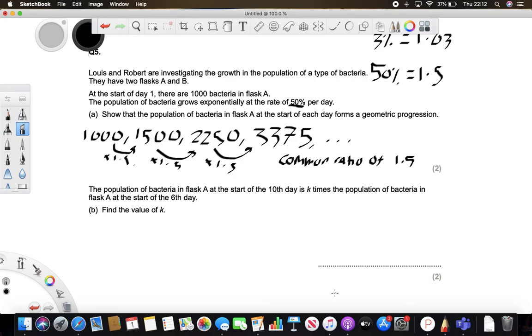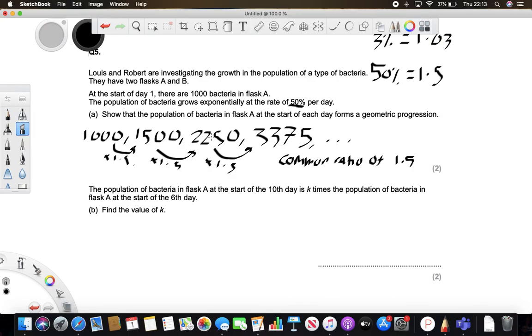Part B of the question says the population of bacteria in flask A at the start of the 10th day is K times the population of bacteria in flask A at the start of the 6th day. Find the value of K. Okay, so I'm just going to come back to part A, and every time we multiply by 1.5, and we started at 1,000. So is there a faster way that we could work out what a term of this progression would be? And there is.